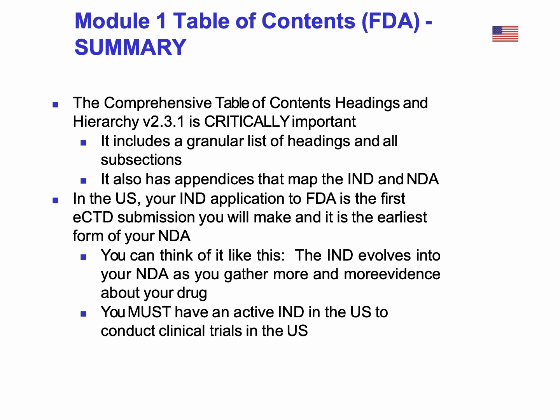Now, in summary, we understood that the comprehensive table of contents, headings, and hierarchy version 2.31 is critically important. It includes a granular list of headings and all sections. It also has appendices that map the IND and NDA. In the US, your IND application to FDA is the first eCTD submission you will make, and it is the earliest form of your NDA.